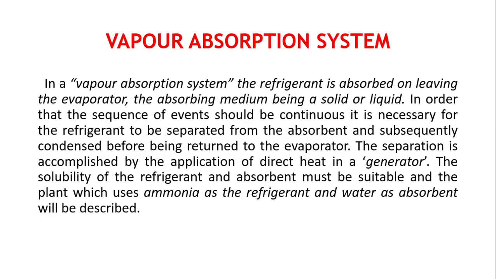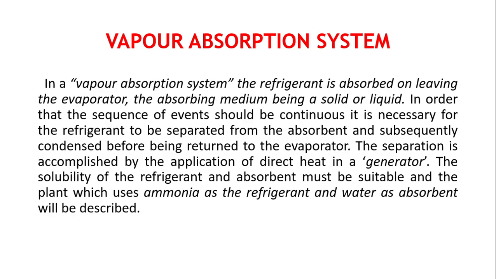In this vapor absorption system, the refrigerant is absorbed on leaving the evaporator, the absorbing medium being a solid or liquid. The refrigerant which passes through the evaporator is absorbed by a solid or liquid, which we call an absorbent. In order that the sequence of events should be continuous, it is necessary for the refrigerant to be separated from the absorbent and subsequently condensed before being returned to the evaporator. This sequence should be done continuously.